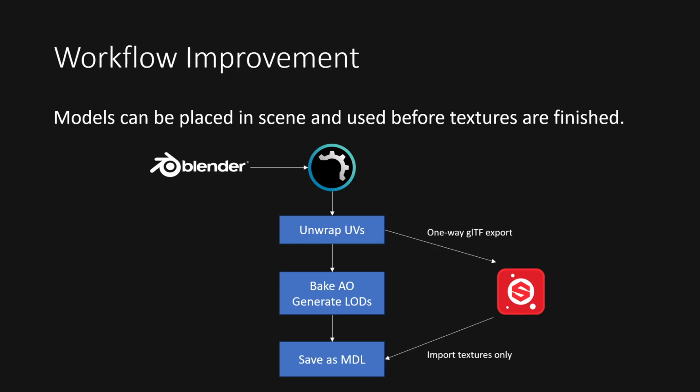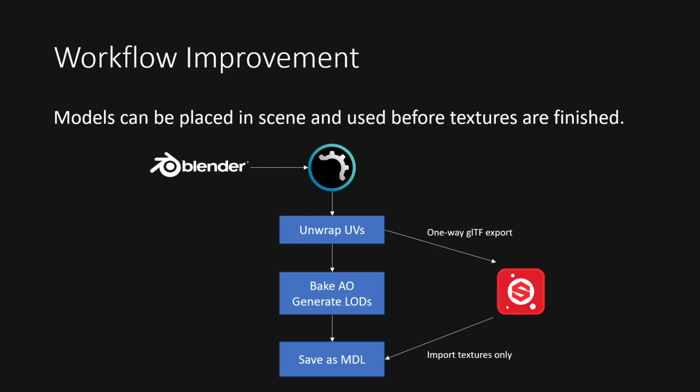And at any time, you can export it to GLTF. And that's a one-way export. You're not going to bring a model back in. You're just exporting it to GLTF. And then you can use that with Substance Painter if you want. And then when you bring the model back in, you don't have to ever re-import the model. You can just bring the textures in and apply them to the existing model.